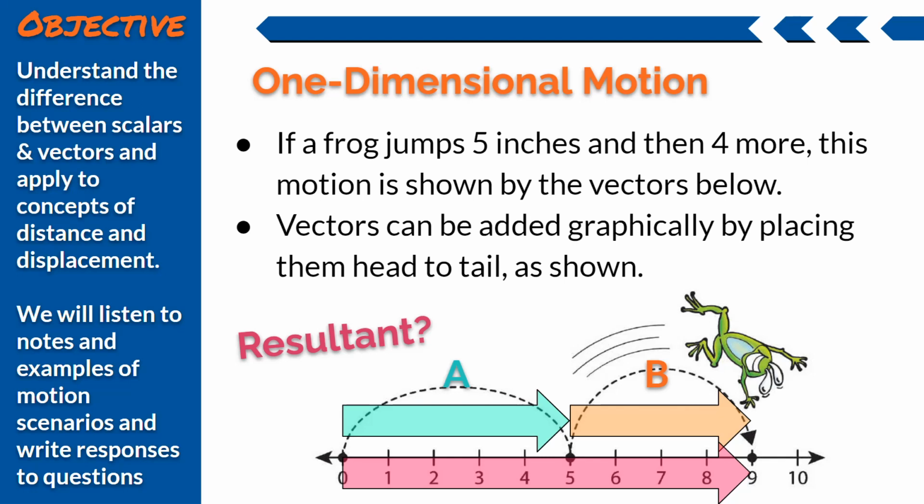So your resultant would be the pink one at the bottom. Really easy to draw. If I ask you to draw a resultant, all you're doing is drawing it from the starting point to the end point. And if they're all in one direction, it's super easy.